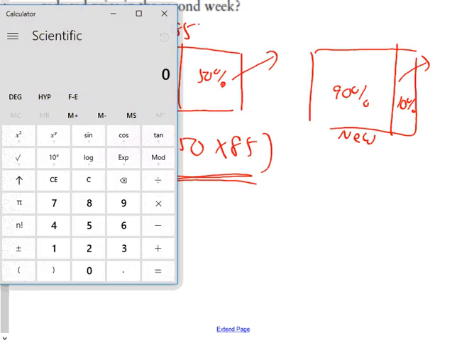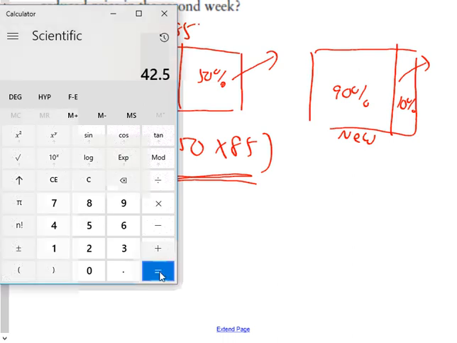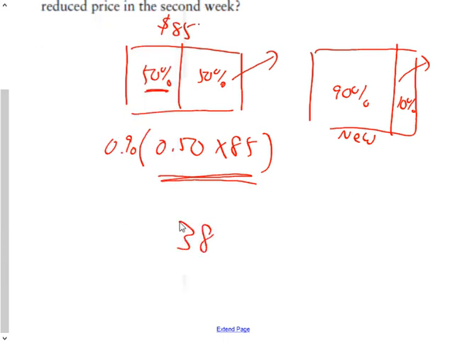So I'm going to grab my calculator. What is 50% of the original $85? It's $42.50. But since I'm going to save 10%, I'm going to just pay for 90% of it. So I'm going to multiply that by 90%, and I'm going to get $38.25. That's the final price. Any questions? We're good?